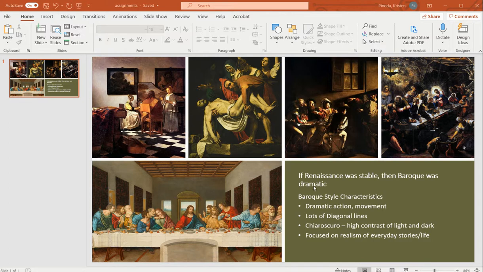Okay. So let's take a little closer look at the Baroque style characteristics. So they like dramatic action and movement. So if this was Leonardo da Vinci's Last Supper produced during the Renaissance, this is Tintoretto's. He is a Baroque artist. This was his Last Supper, where Christ is not in the center with this very stable, symmetrical composition, but it is off to the side, and we have the table not as a frontal view, but as a diagonal.